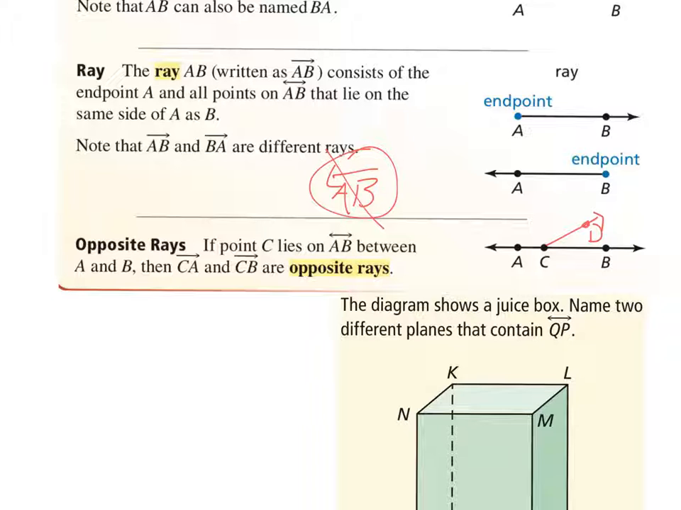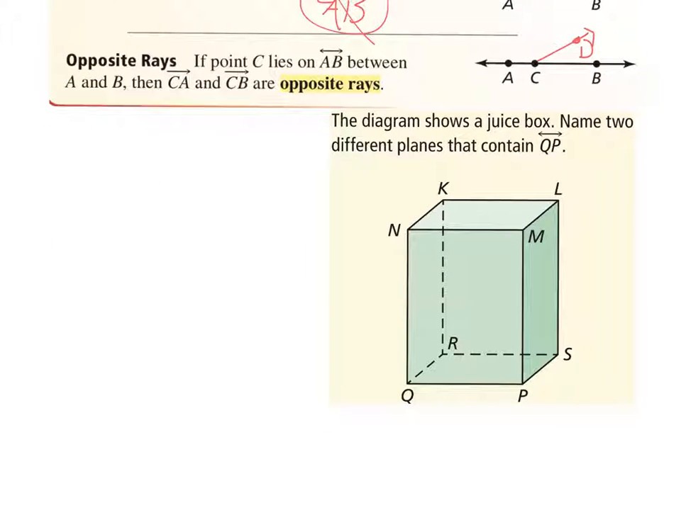Last thing here before I let you continue on for the day. The diagram shows a juice box. Name two different planes that contain QP. So we have this line here, and I'll highlight the line QP. Let's choose a different color. Let's not do green on green. So we have QP, and you need to label two planes that contain that line. I'm going to give you a couple seconds here to think about it and label it correctly.